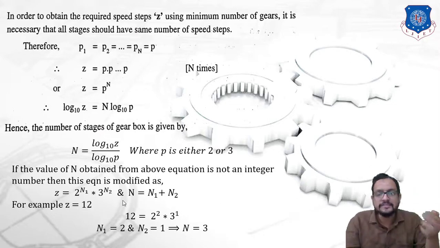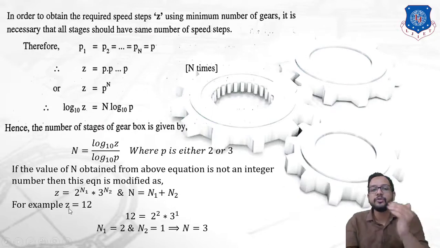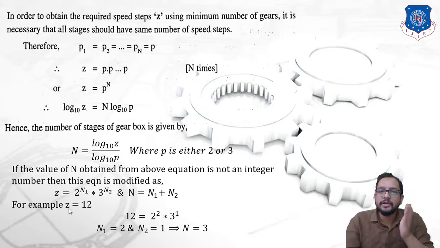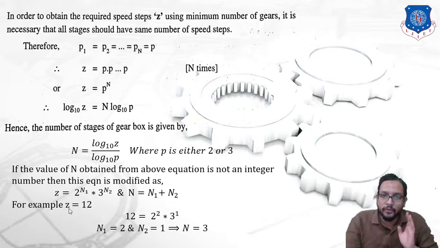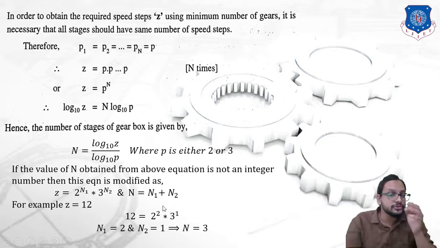Let us understand this by taking a simple example. So you can see I have considered Z is equal to 12, which means that we have a gearbox having 12 different speeds. 12 speed steps. So can I factorize this 12 in terms of multiples of 2 and 3? So we would say yes, 2 into 2 into 3, right? Which means 2 raised to 2, that is 4, into 3, that would be 12.